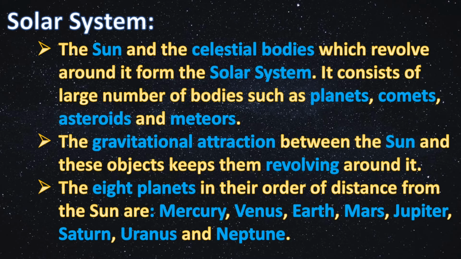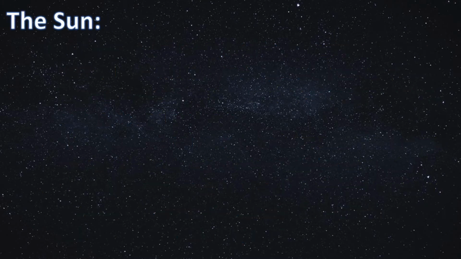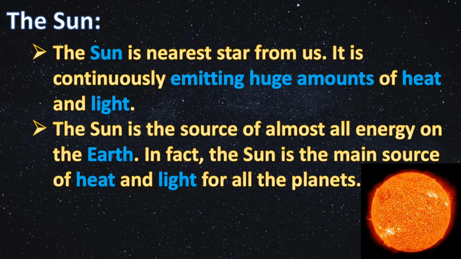The 8 planets in their order of distance from the sun are Mercury, Venus, Earth, Mars, Jupiter, Saturn, Uranus and Neptune. The Sun. The Sun is the nearest star from us. It is continuously emitting huge amounts of heat and light. The Sun is the source of almost all energy on the Earth. In fact, the Sun is the main source of heat and light for all the planets.